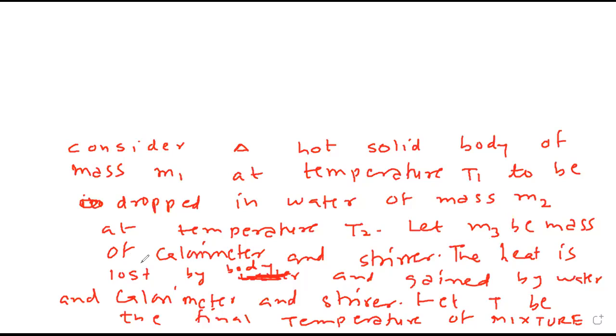Consider hot solid body of mass m1 at temperature T1 to be dropped in water of mass m2 at temperature T2, m3 be the mass of calorimeter and stirrer. The heat is lost by body and gained by water and calorimeter and stirrer. Let T be the final temperature of the mixture.